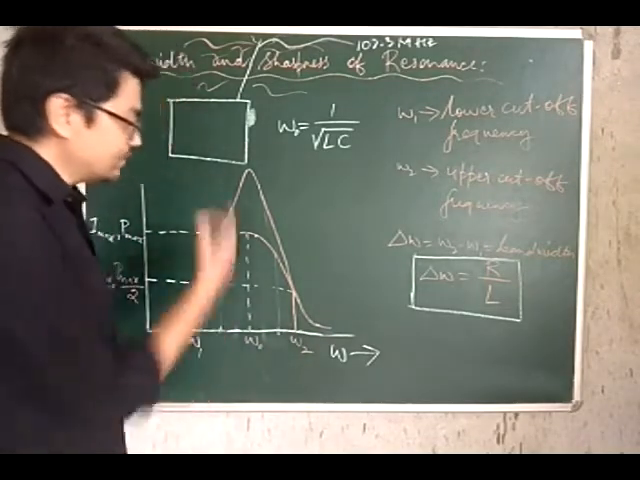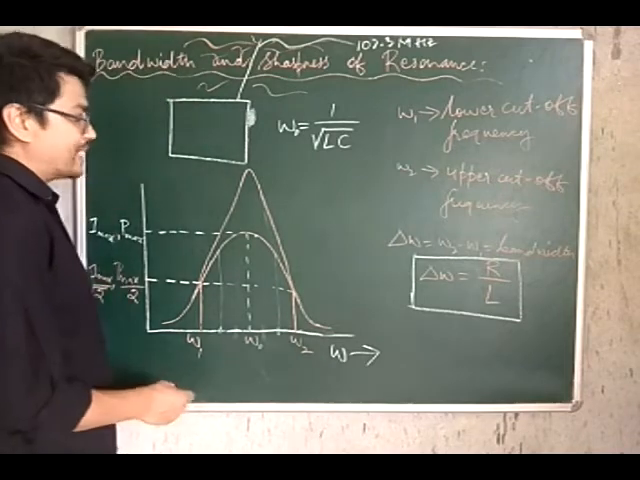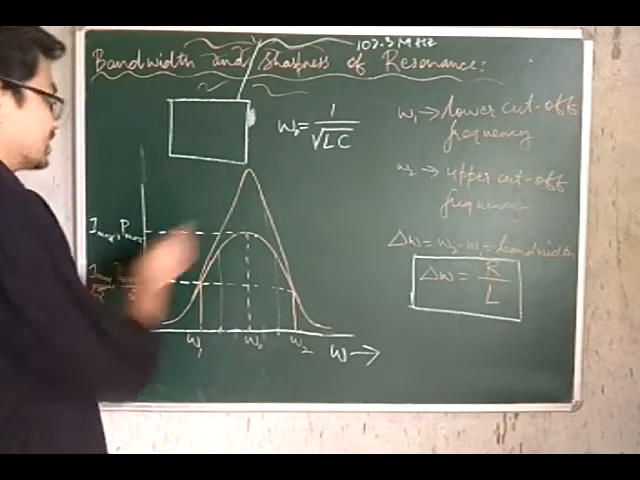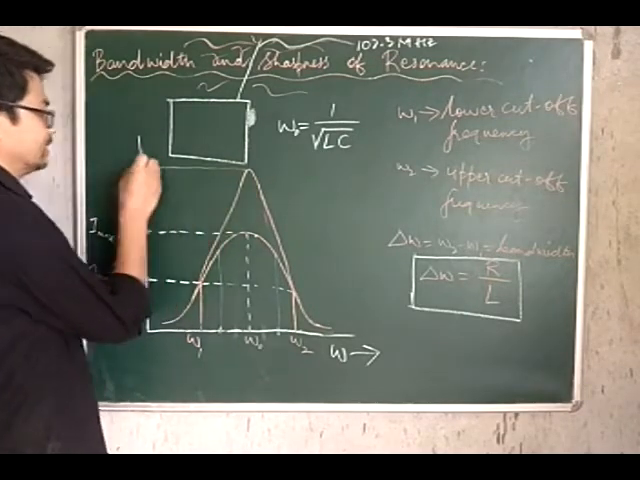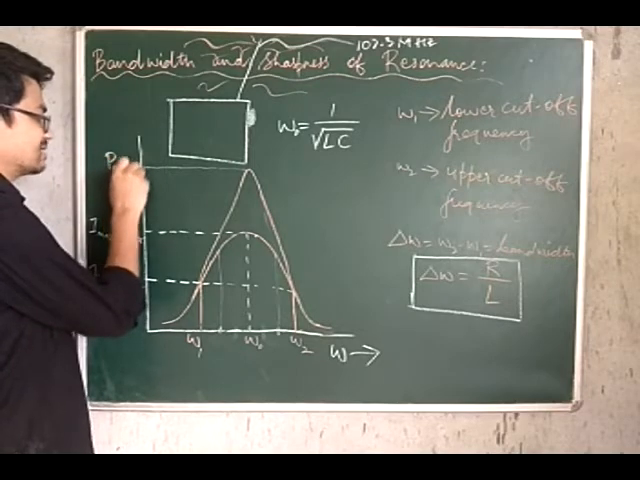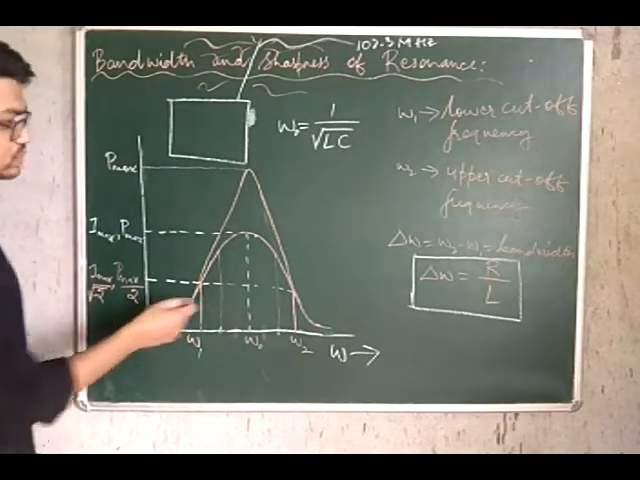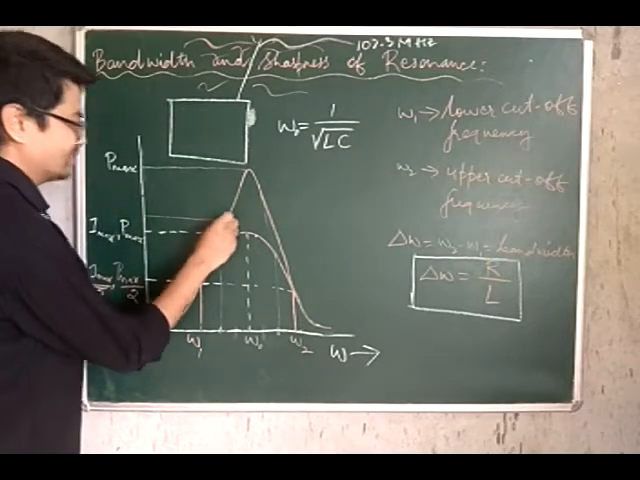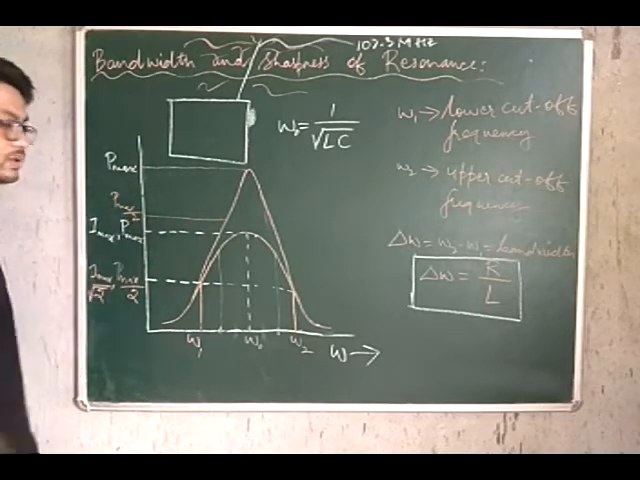Now what happens if the value of bandwidth is decreased? Then the maximum value of power corresponding to this peak, your P max, in that case will be over here. So this is your P max or I max, and your P max by 2 will be somewhere over here. So this is your P max by 2.